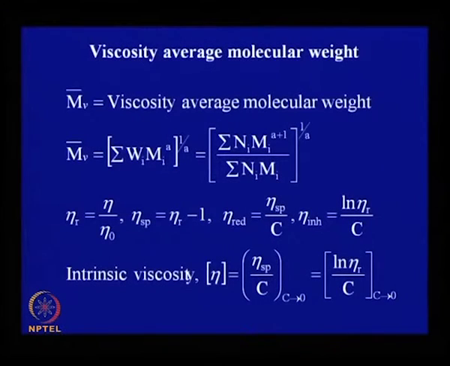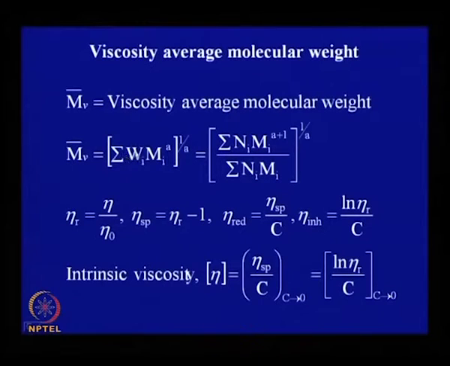Now, look at the viscosity average molecular weight. Here again, this viscosity average molecular weight is calculated with the help of weight fraction and weight fraction upon species multiplied by the molecular weight of that particular species to the power a, some exponent, small a, and the whole sum of this product raised to the power 1 by a.